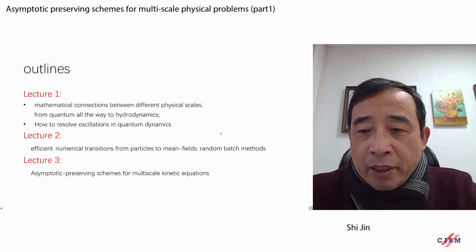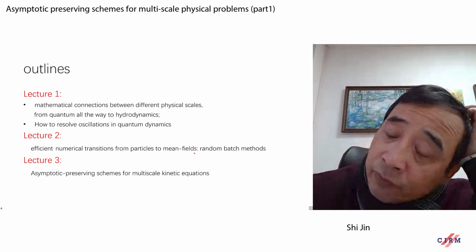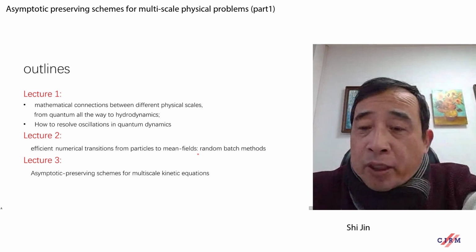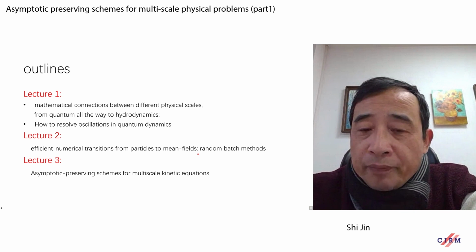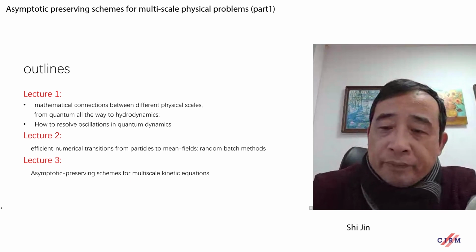And the method I'm going to specifically concentrate on, which is new work we developed in the last year or 2, is called random batch methods. And in the last lecture, I will mostly concentrate on multiscale kinetic equations, how to bridge numerically between kinetic equations and hydrodynamics. So that's the plan.